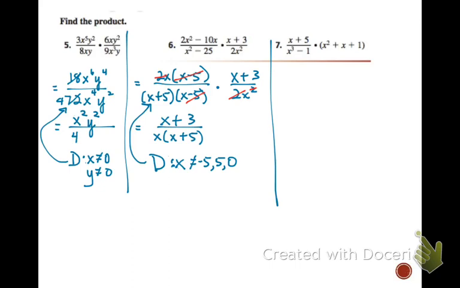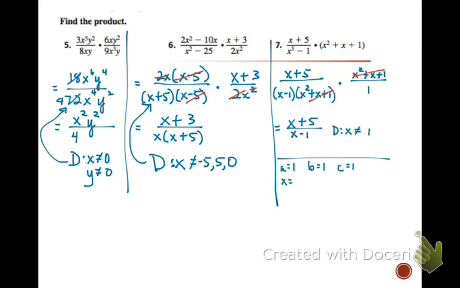All right, number 7. So do you see I have a difference of 2 cubes again? So let's do that factoring. So x minus 1 times x squared plus 1x plus 1. And then times, we'll just make that into a rational by putting it over 1. We get to divide out those trinomial expressions, and we're left with x plus 5 over x minus 1. So of course we have to exclude the 1, and now we're going to use the quadratic formula to solve, knowing that we're going to get a non-real answer, and we'll exclude that.